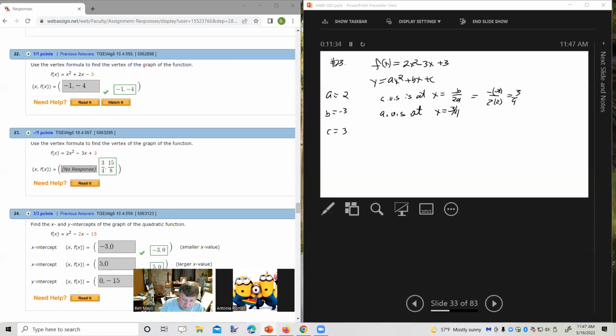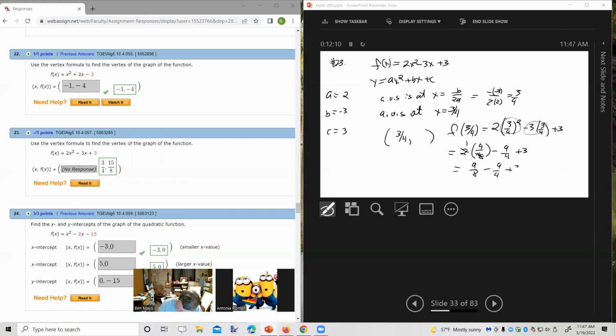So your AOS is at x equals 3/4. It isn't asking for it, but that's also the x value of your vertex. To find the corresponding y value, you need to find f of 3/4, which is 2 times 3/4 squared minus 3 times 3/4 plus 3, which is 2 times 9/16 minus 9/4 plus 3. Squaring that and multiplying straight across, then I can reduce that down. So I've got 9/8 minus 9/4 plus 3.